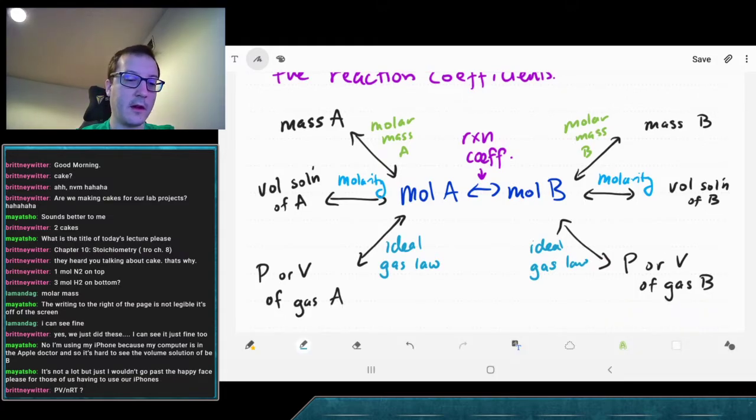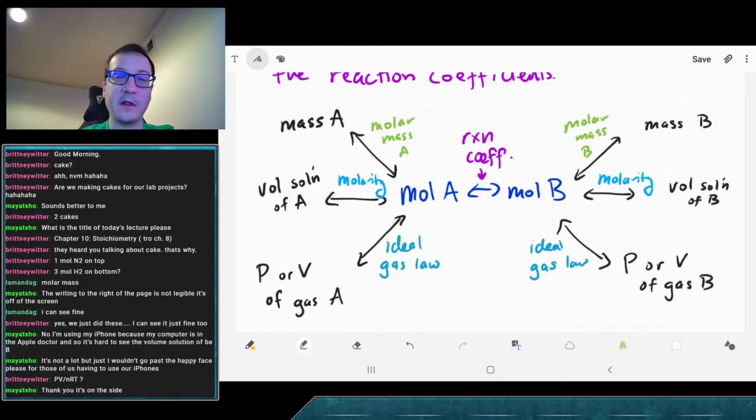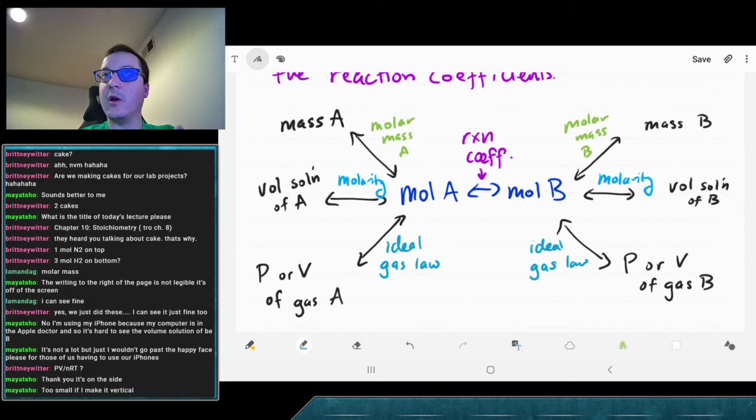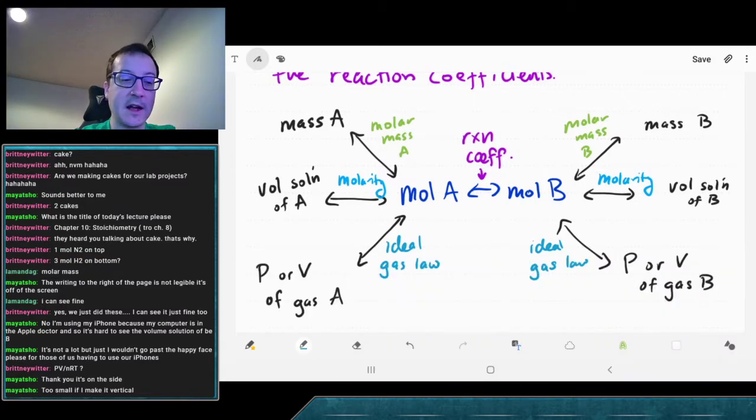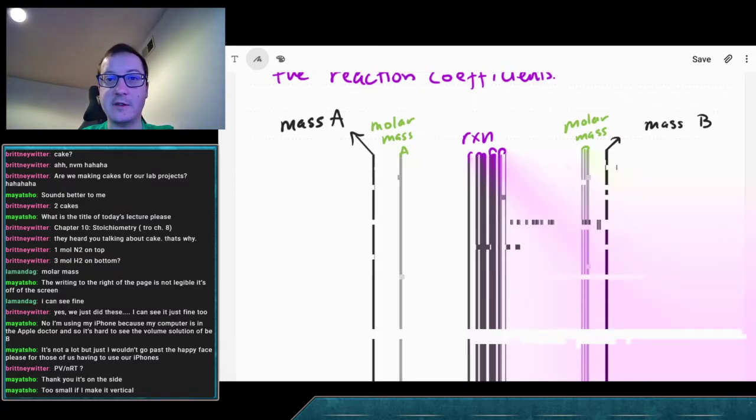So this is a very important little chart here. This is all we're doing this chapter. We're going to be looking at how we can change these quantities of various substances into quantities of other substances. And we're always going to follow this kind of chart.